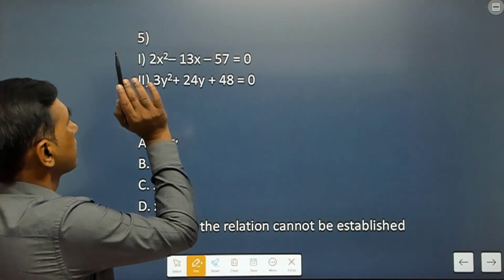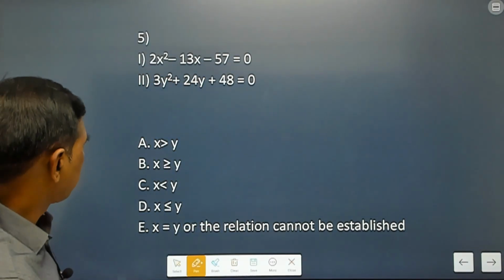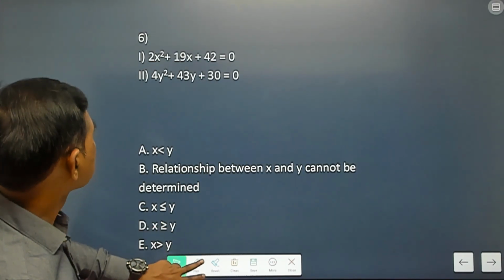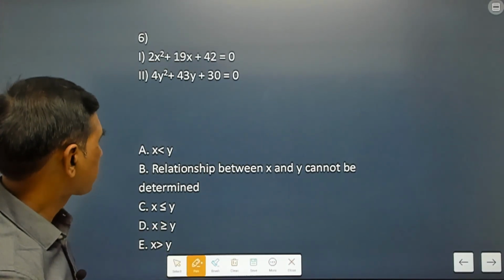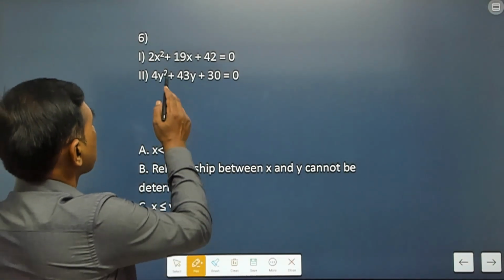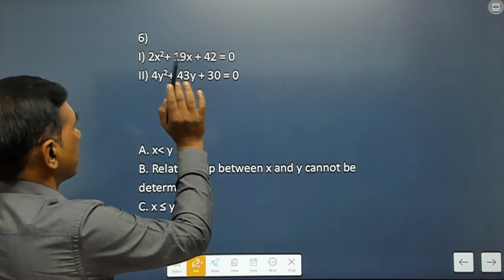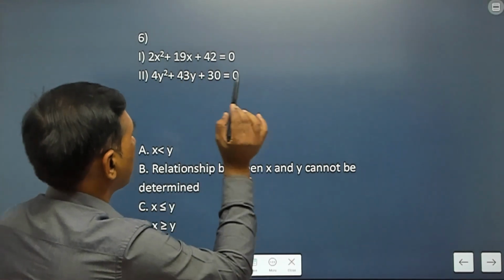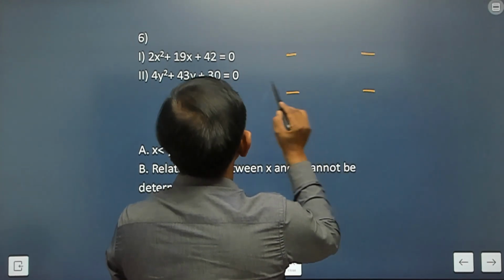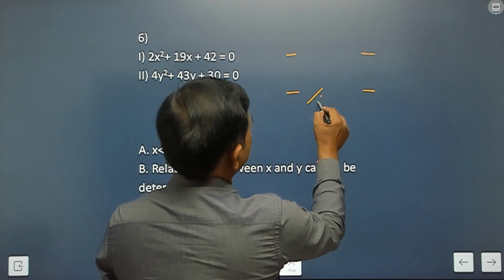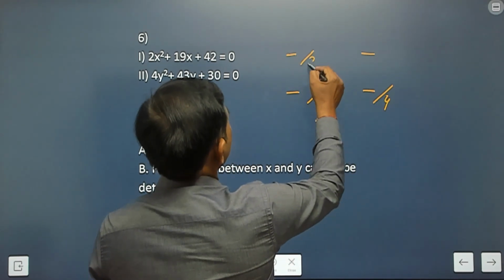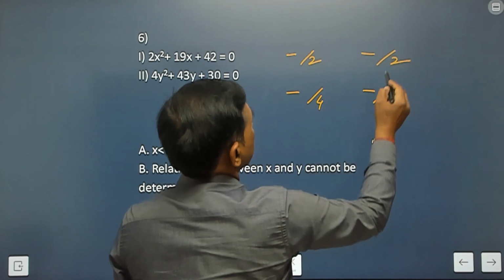Here we cannot cut it. Basically this is the same question, so we can skip it. Here we cannot cut it. This is plus plus plus plus. So root will be minus minus minus minus. This will be divided by 4. This will be divided by 2.